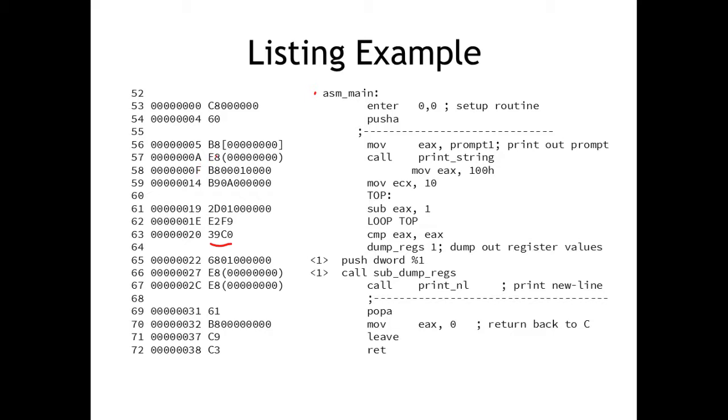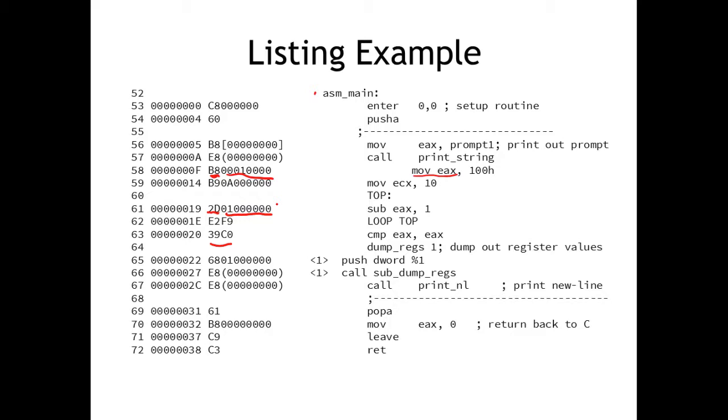B8 is the instruction for move EAX, and in here we moved 100 into EAX. So this is then 100. This is the operand, right? So that's kind of where it's interesting. Subtract from EAX 1, right? So 2D, that's the actual opcode for subtract EAX, and this is the value, 1.